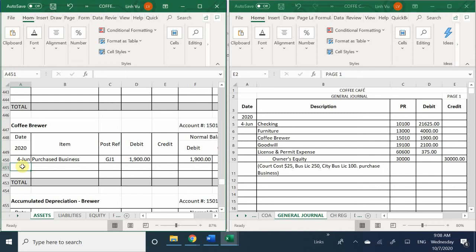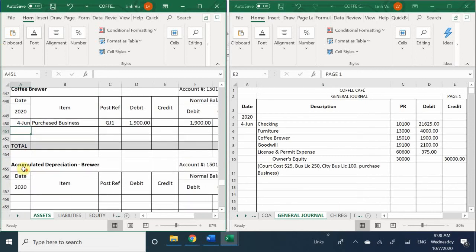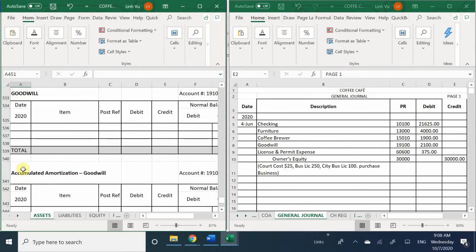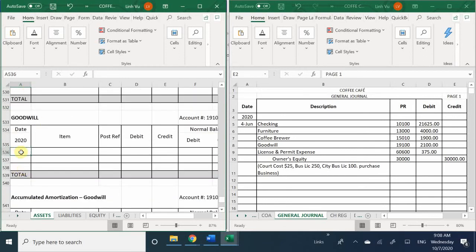Okay. So continuing forth on, we have our goodwill. So in this case, my goodwill is all the way at the bottom of my page. So here's goodwill. All right, 6.4. Okay, and I'm going to write purchase business. My post reference is going to be General Journal number 1. I increased my assets by 2,100.